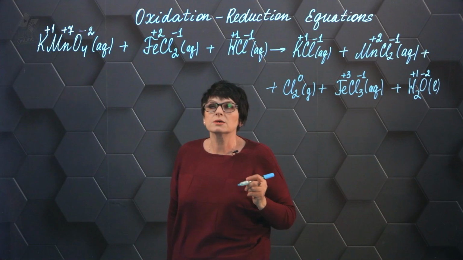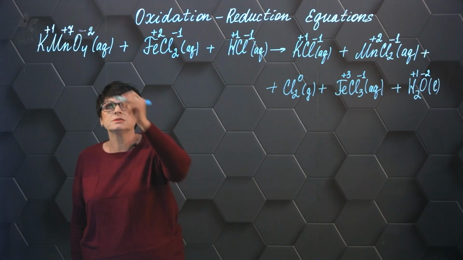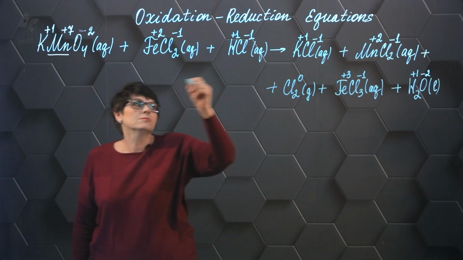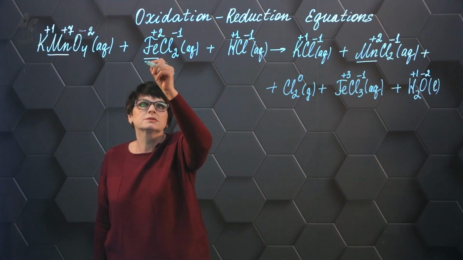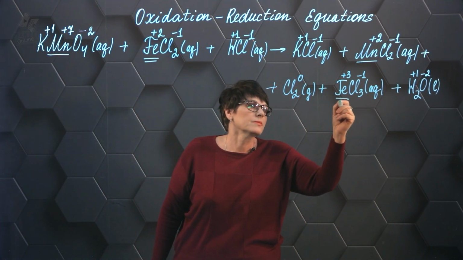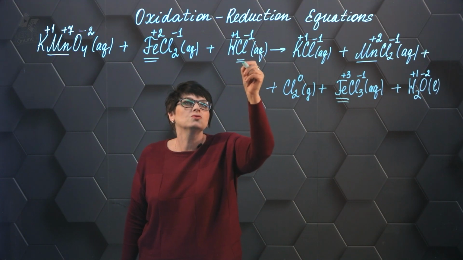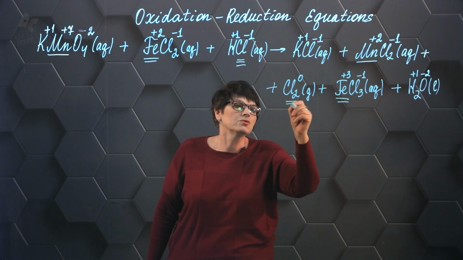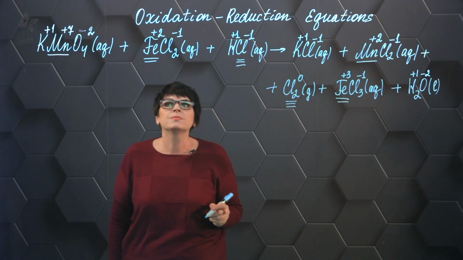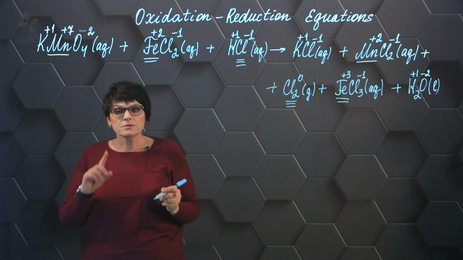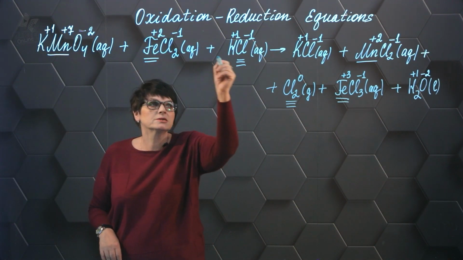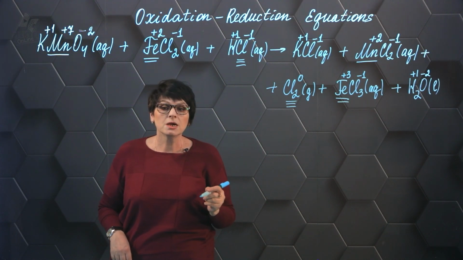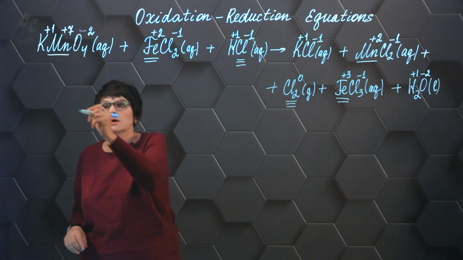Let's emphasize which elements have changed oxidation degrees. This is manganese. This is iron. And this is chlorine, which goes to 0 charge. We make 3 half reactions in this case because there are 3 elements changing oxidation degrees. That's what makes this example so difficult.